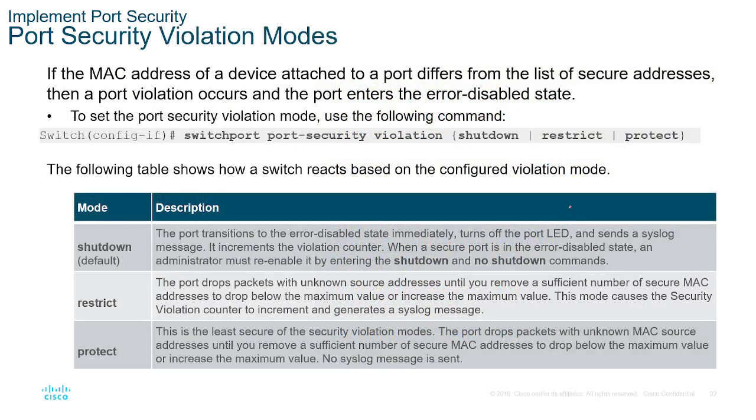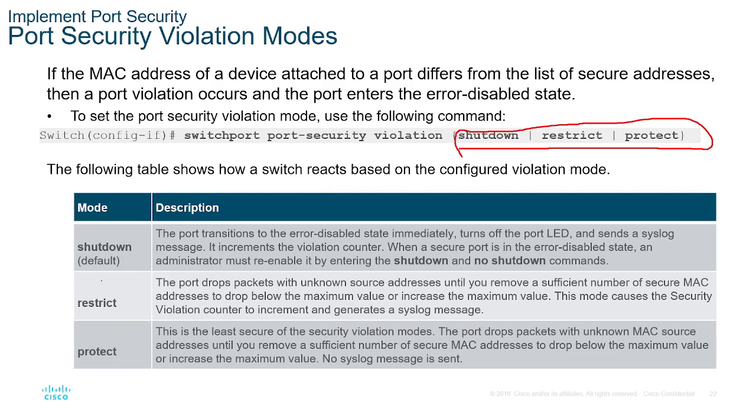Okay. If the MAC address of the device attached to a port differs from the list of secure addresses, then a port violation occurs and the port enters the error-disabled state. It means you either shut down that port, restrict that port, or protect that port. It means if they try to access that port again, it will not become available.